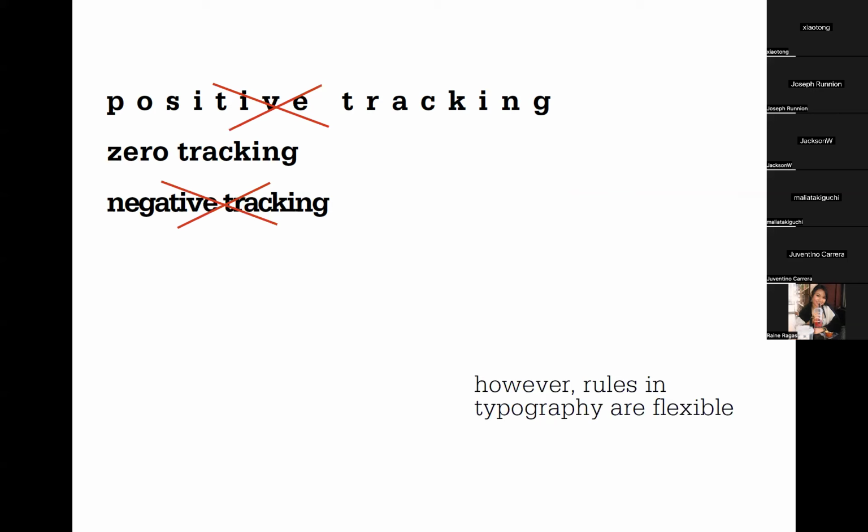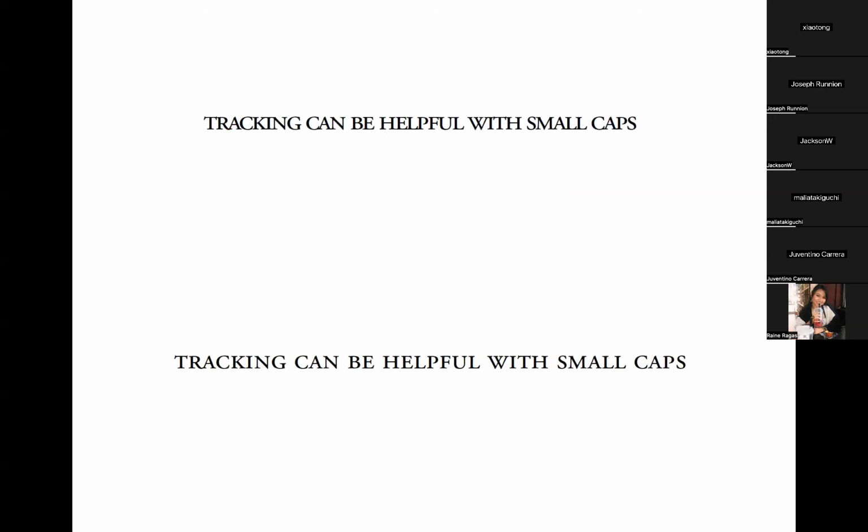So we want to avoid, in most situations, the positive tracking, meaning adding extra space between letters, or the negative tracking, squishing everybody together shoulder to shoulder. We want to stick to zero tracking. Zero tracking is just how it comes right out when you type it out. That's usually the preferred tracking. There are going to be exceptions to that rule, and this is where we're going to talk about it.